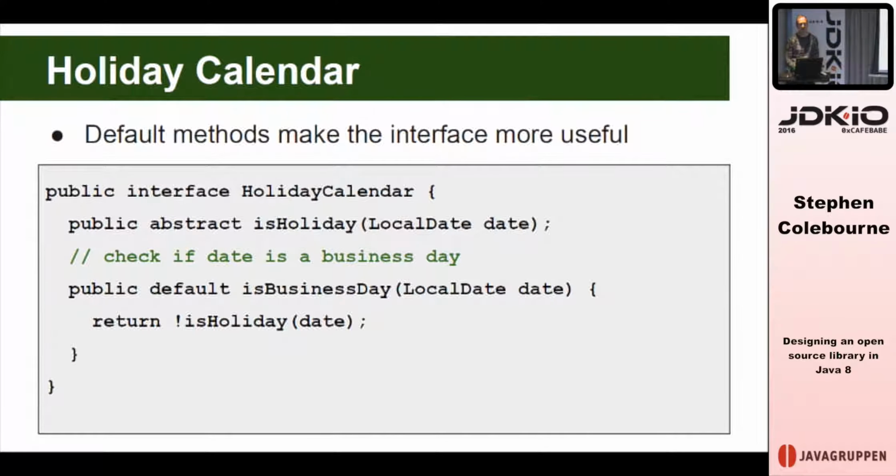What we also need to be able to determine is, is the date a business day? So rather than needing to have all of our classes implement that, or rather than needing to have an abstract method on the interface which we also have to implement, we know that isBusinessDay is the opposite of isHoliday, so we can add that to the interface. So now our interface has become more powerful, but implementations still only have to write the one method.